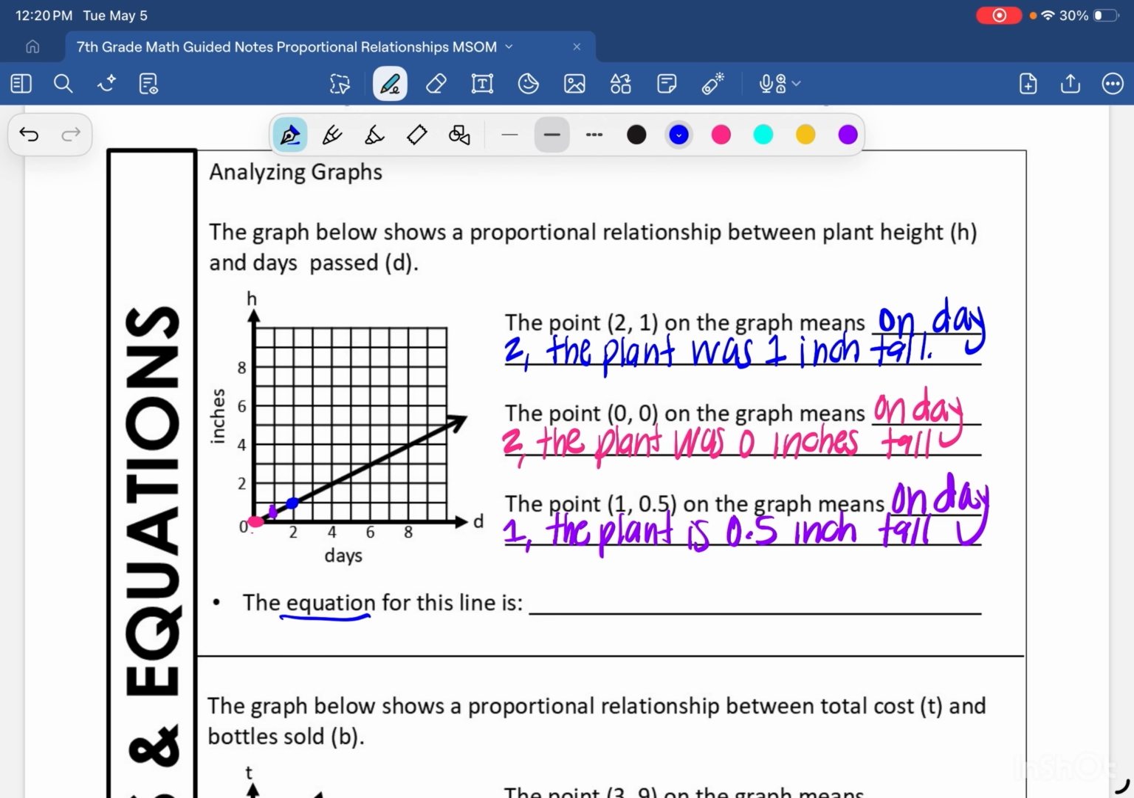Okay, now on this part, it's asking me for the equation. So my equation is going to be my y-axis equals, so the height of the plant h equals my d-axis d multiplied by the constant rate. My constant rate is how much is happening every single day. How much is it growing every day? Well, if on day 0 is 0, day 1 it was 1/2 inch, and then day 2 it was 1 inch, that means it's growing 1/2 inch every day. So my equation will be h equals 0.5, which is my constant rate, times d.